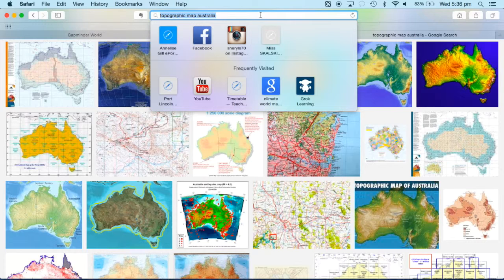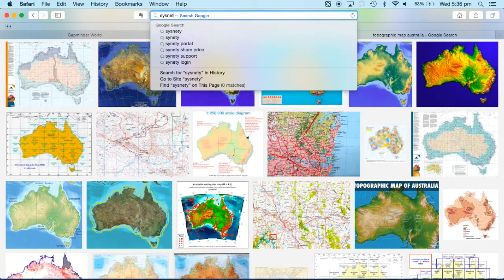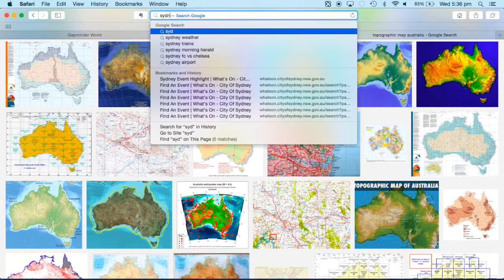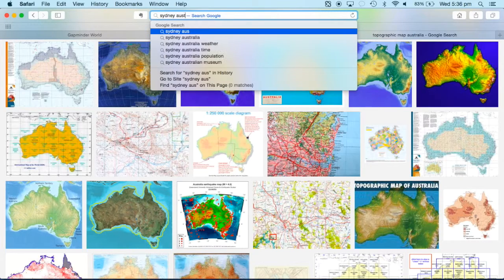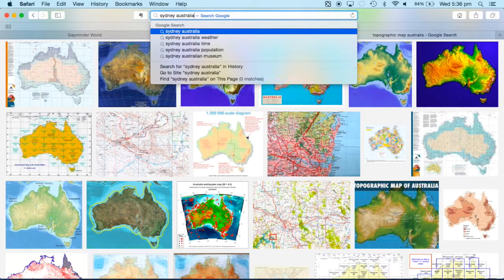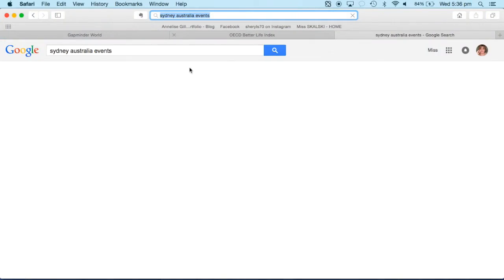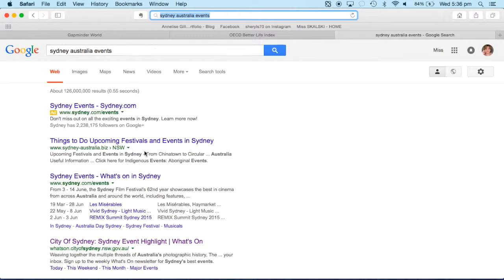Probably the easiest one is to go, once you've actually chosen an area, so I would do, let's do Sydney. Oops, let's spell it right. Sydney, Australia, and then I'd be using words like events. Putting a year in there helps. And you'll come up with a list of sort of what's on, things to do.